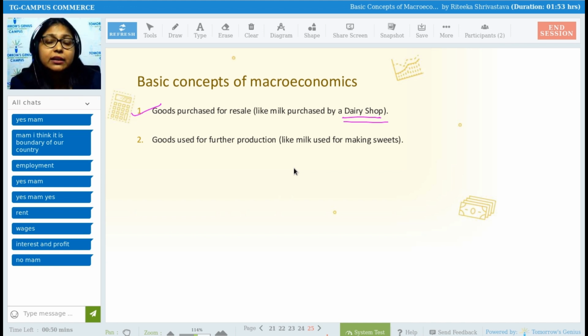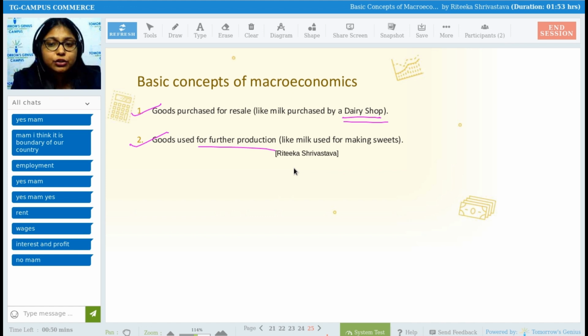You have to identify which good is a consumption good, which good is an intermediate good, which good is a final good. Likewise, you have to examine, identify, and at times they also ask for the reasons. So suppose they give you one sentence, milk purchased by a dairy shop: is it a consumption good or a final good or an intermediate good? You should know milk purchased by a dairy shop is an intermediate good, but milk purchased by an individual is a final good. Fine.